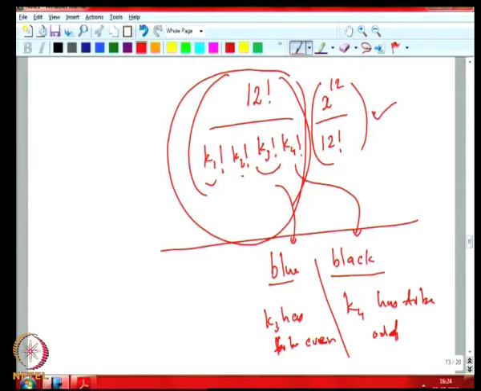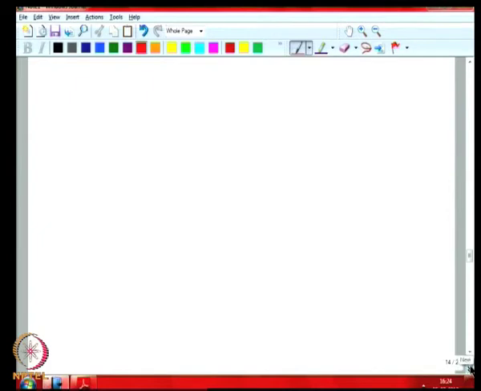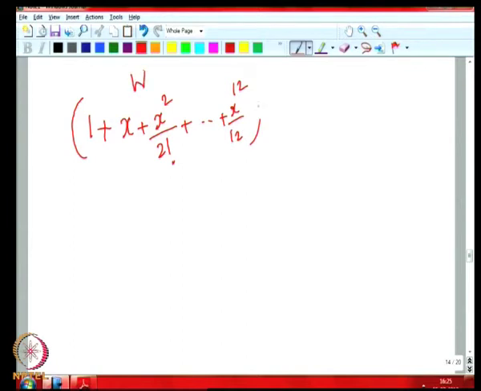How do we find it out? We will formulate it like this. It's easy because for the white flags we don't have any restriction. We will just write it as 1 plus x square by 2 factorial plus like that till x raised to 12 by 12 factorial. This is for white. And for red flags also we don't have any restriction. We will write exactly like the earlier.